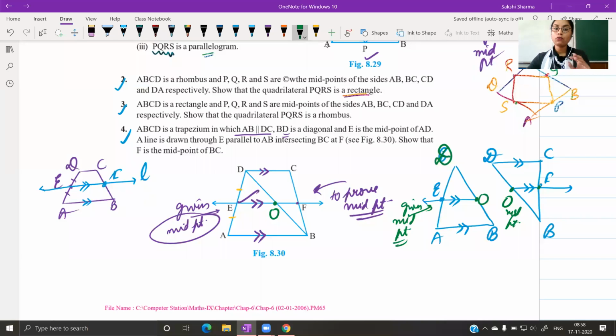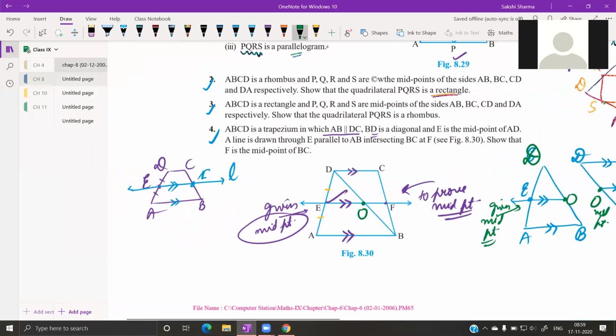So the result of converse of midpoint theorem is applied to a trapezium but with the help of two triangles, because you cannot apply it directly, you have to divide the trapezium into two parts. This can be done by drawing any diagonal, either BD or AC, both work. Right now, since BD is given, I'm going to work with BD. Let's write down the answer.